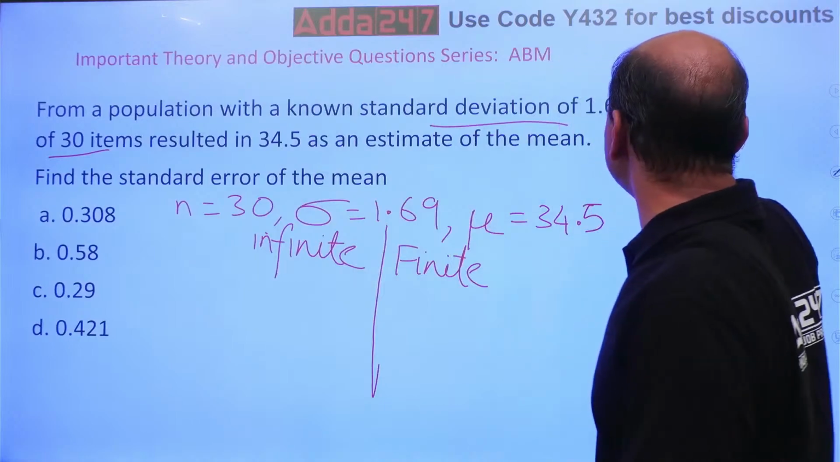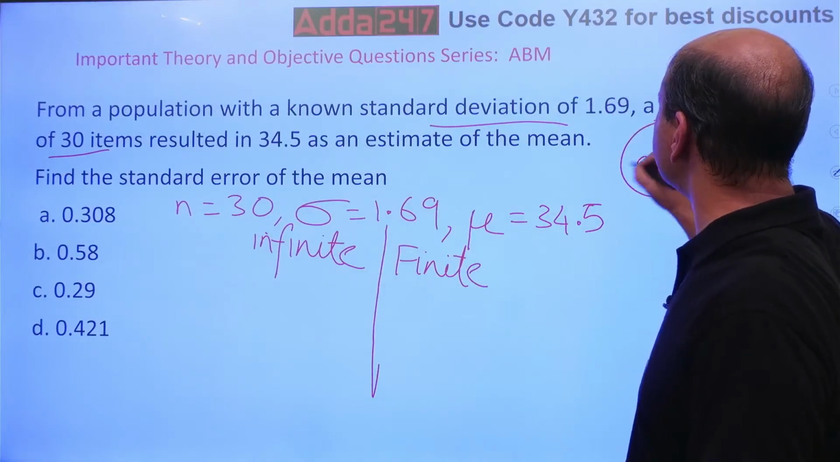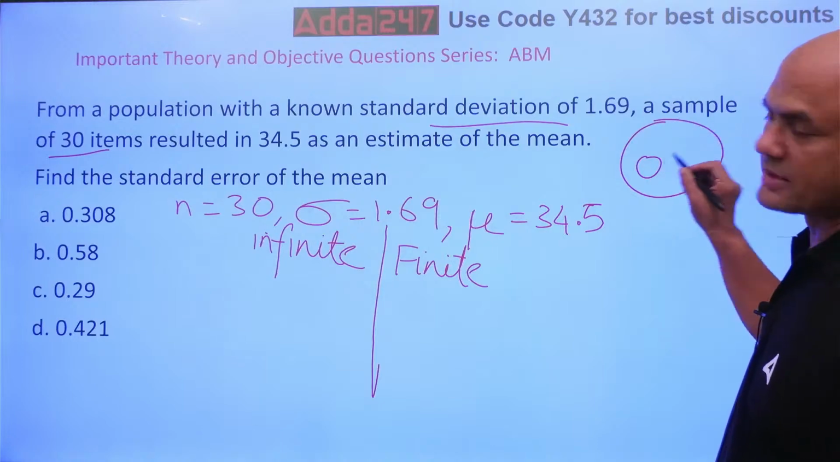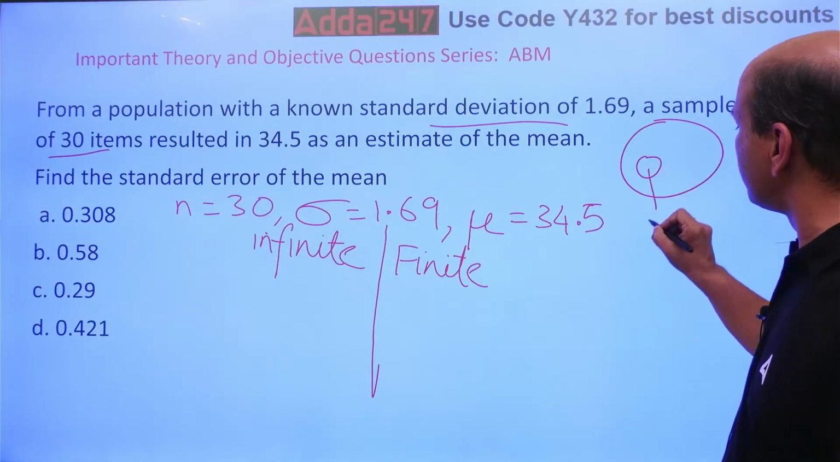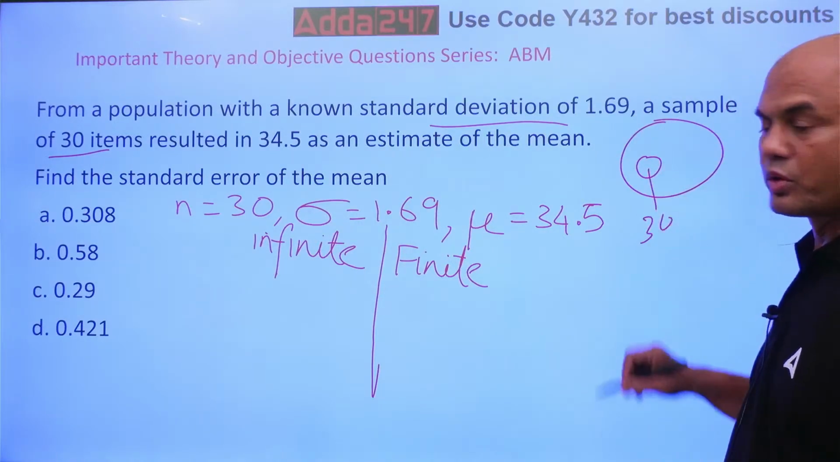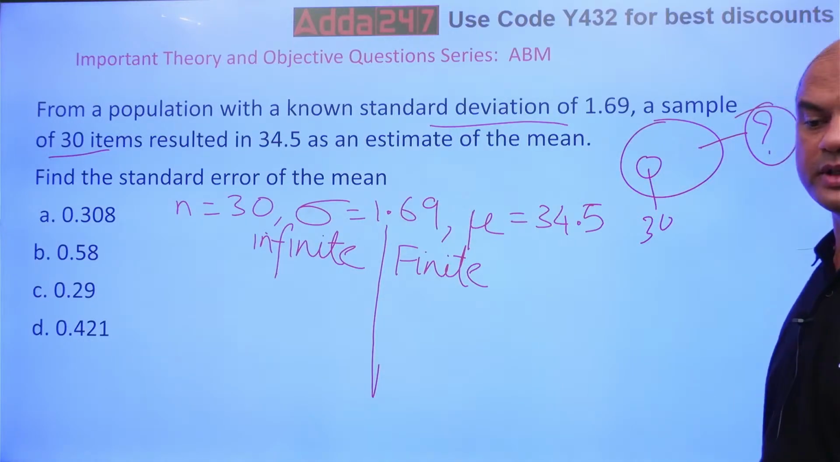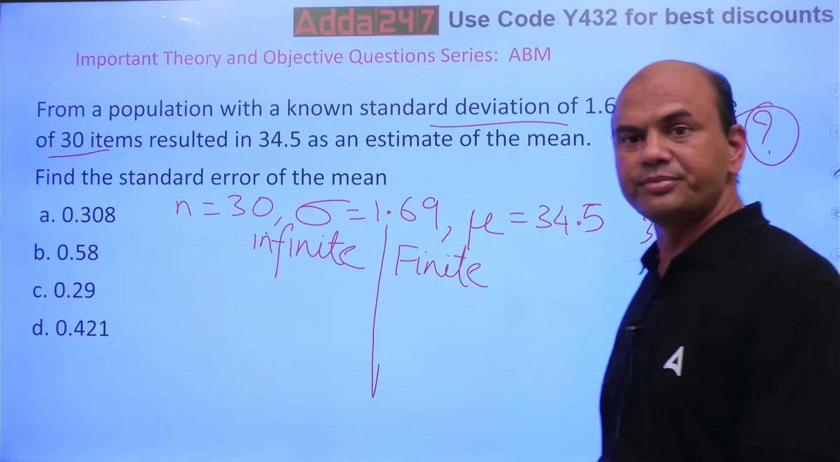This is a full population, city, and this is a sample. This is the population and this is a sample. Do you know this? You know 30. Do you know this? You don't know because it's not given. The number is not given.